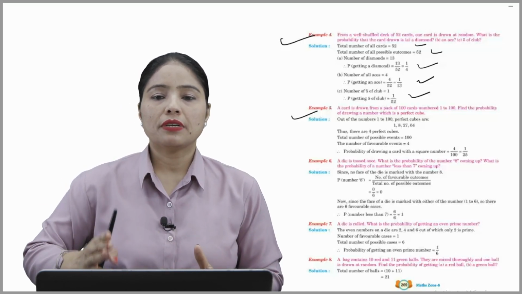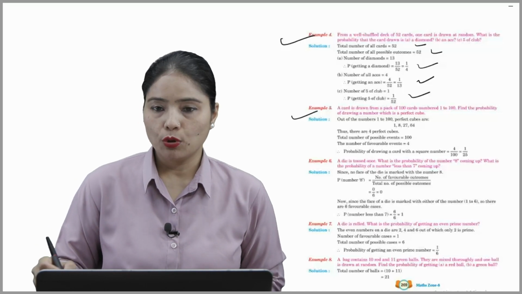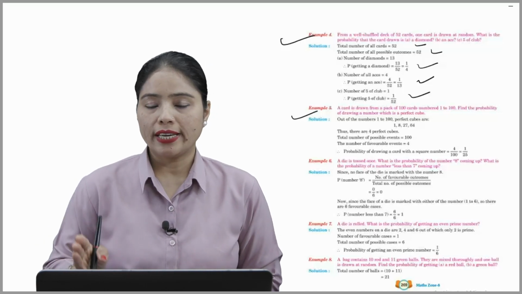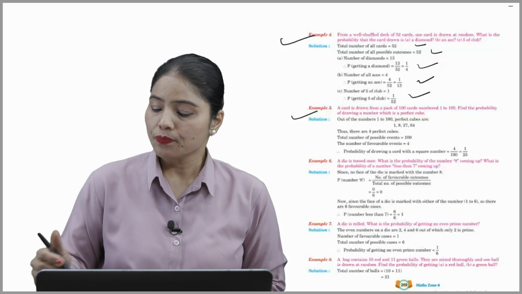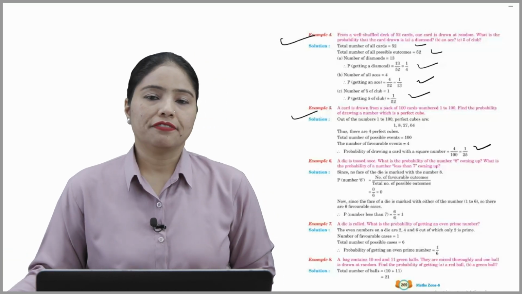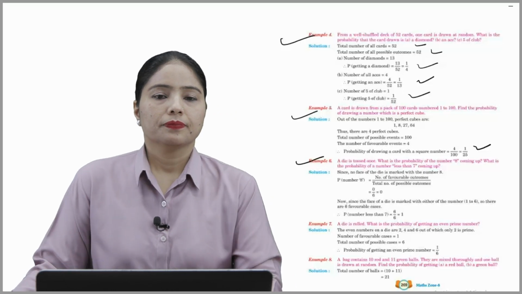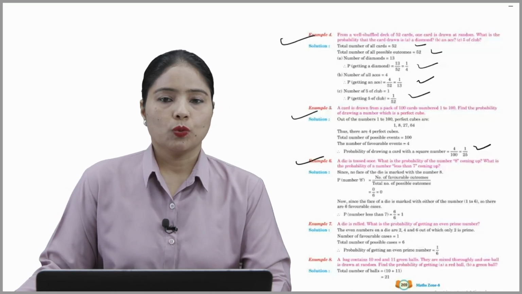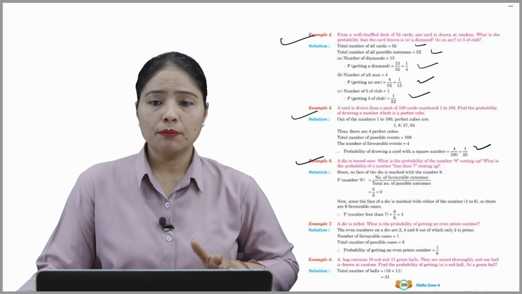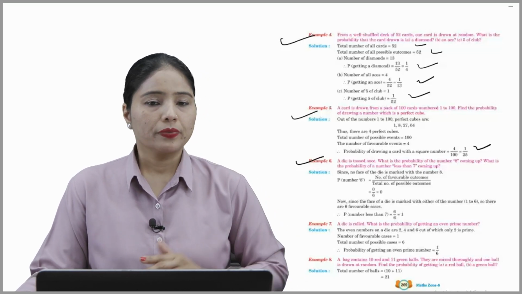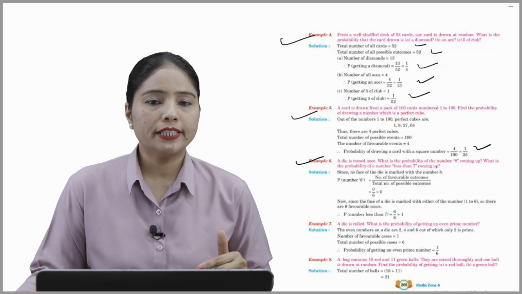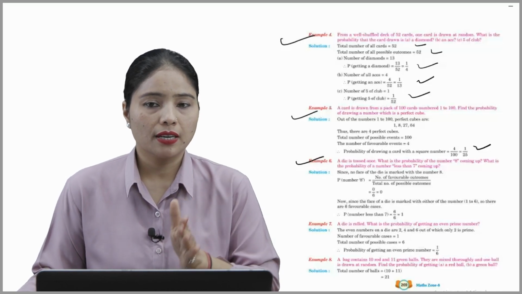So the number of favorable events, how many do we have? 4. That means the probability of drawing a card with a square number is 1/25. I hope you understood. Now example 6. A die is tossed once. What is the probability of the number 8 coming up? And what is the probability of a number less than 7 coming up?